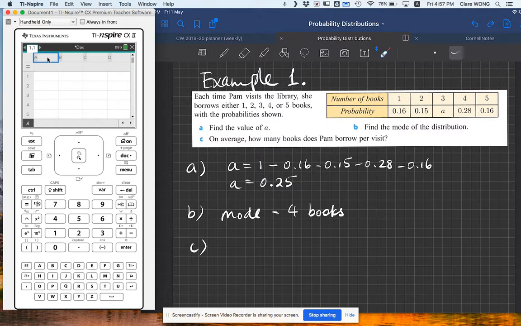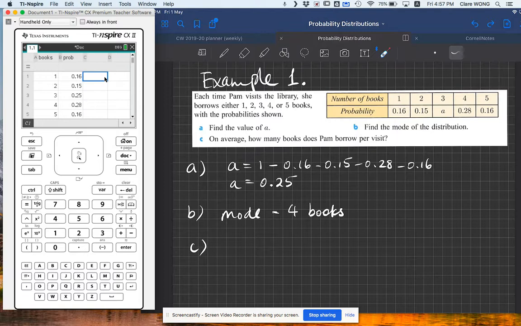So the first one is about the number of books, so simply put in books. The second column is probabilities. This is pretty much like your frequencies. So the number of books is 1, 2, 3, 4, 5. Probabilities 0.16, and you just enter them accordingly. So now you have 2 columns.